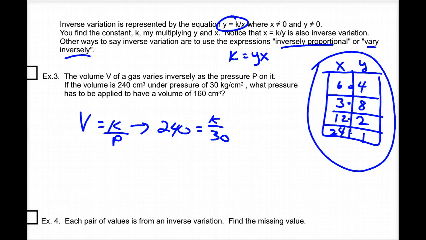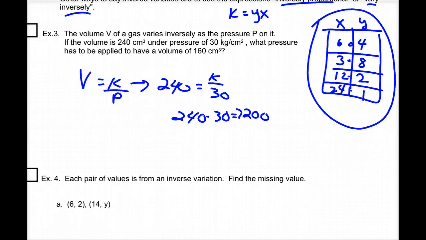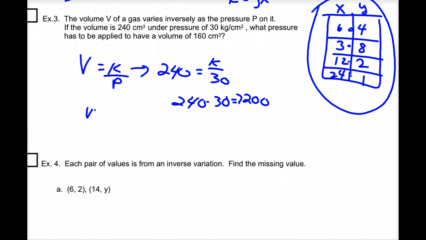So here my magical number K is 240 times 30, 7,200. Which leads me to the formula for this particular problem. V equals 7,200 over P. So for this particular gas, my K is 7,200.